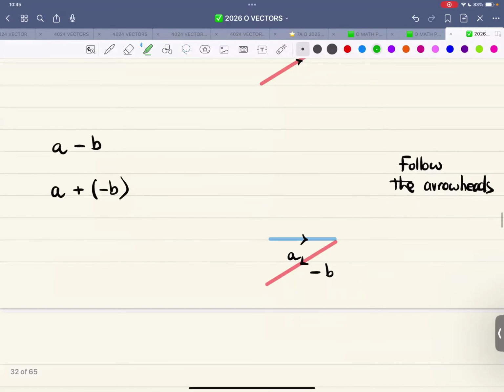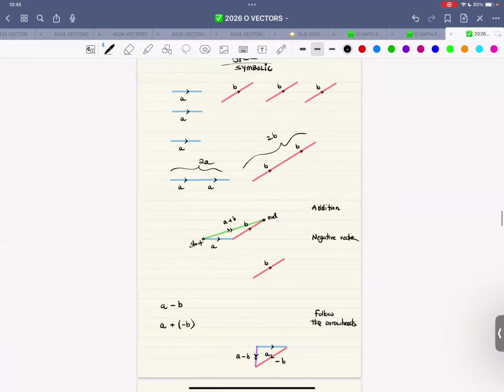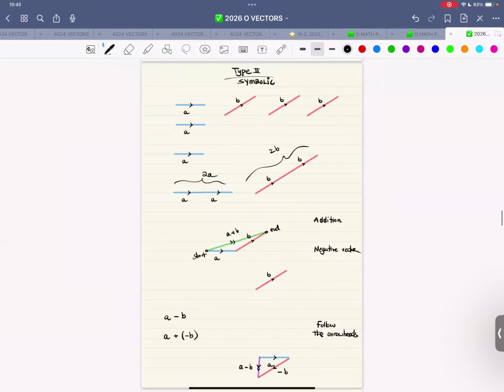So now start till the end. This one over here, something like this. So this one is A minus B. Again, have a good look, and then we can proceed from here. So now we are talking about symbolic, we are talking about addition, we are talking about negative vector, and these are the things that we talked about.